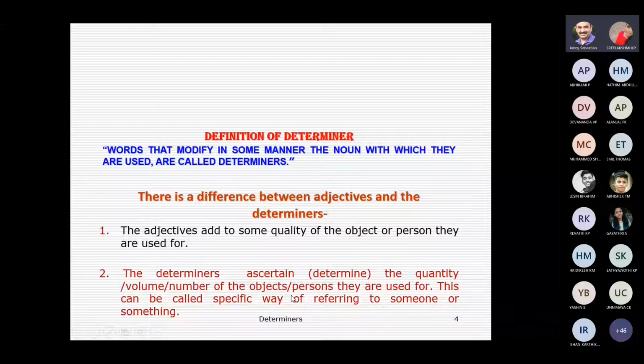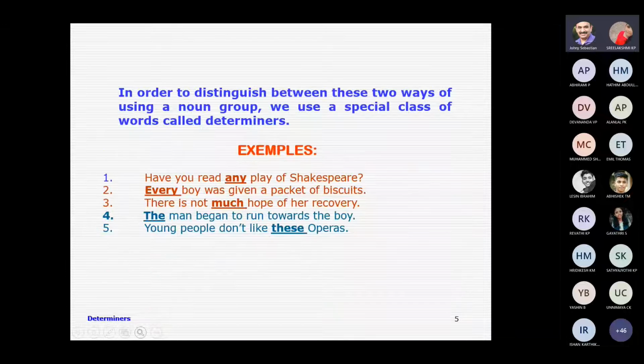This can be called a specific way of referring to someone or something. And this is a specific way of referring to someone. Sometimes it may be a person or a lifeless object. In order to distinguish between these two ways of using a noun group, we use a special class of word called determiners.